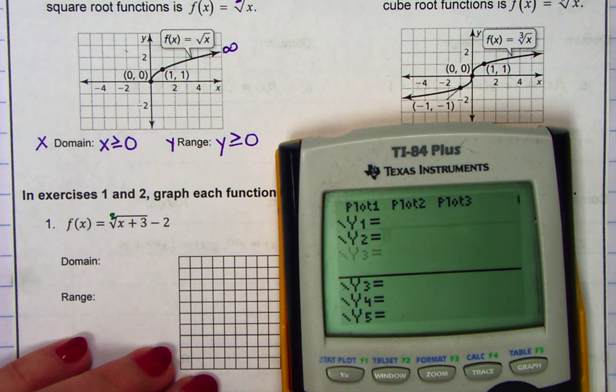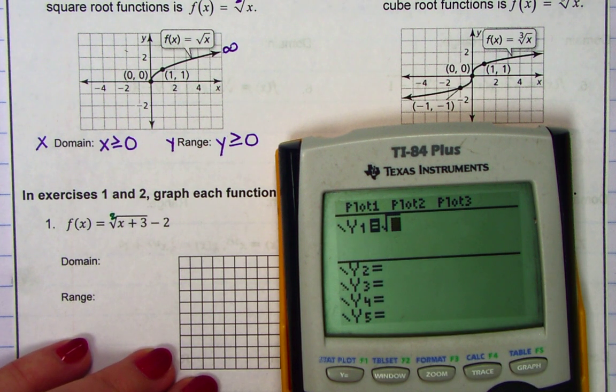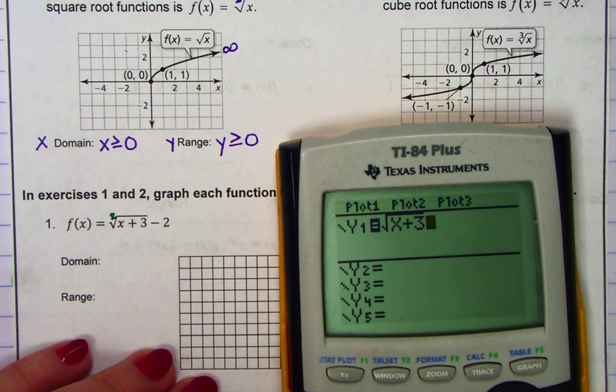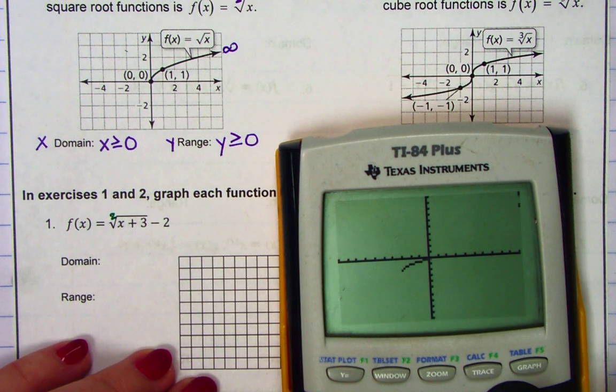So the way that I'll do it is go to y equals second square root x plus 3 underneath there. But then I have to move the arrow over and get out from underneath the square root and then do minus 2. Then I push graph.